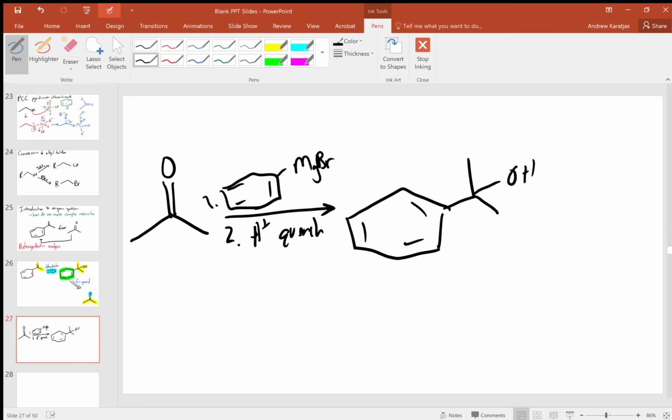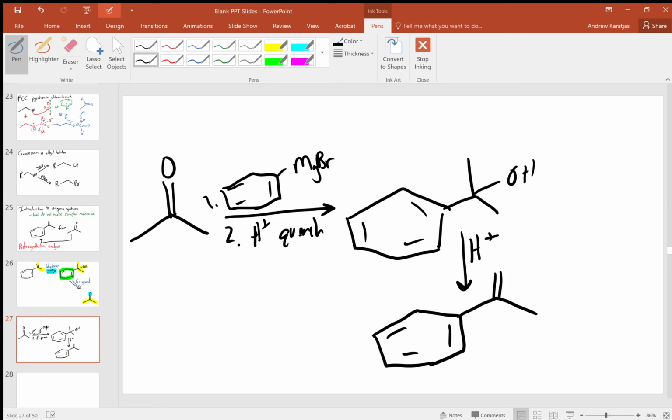Gives us our alcohol, which then, given that this OH group is both tertiary and adjacent to an aromatic ring, we can easily eliminate it, dehydrate it by adding acid, which gives us our product. So this is the thought process that we want to go through when we look at a synthesis question.